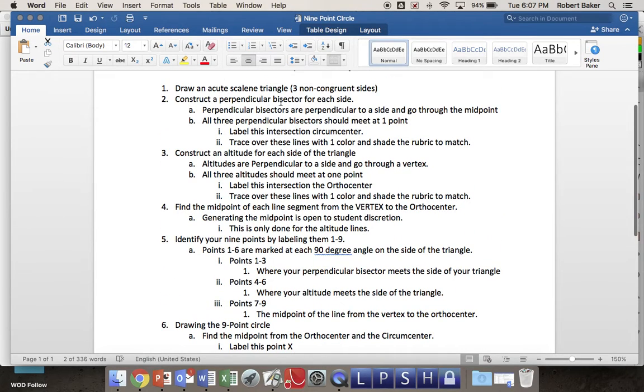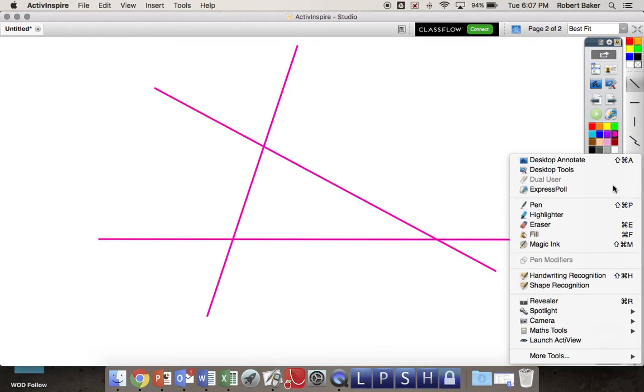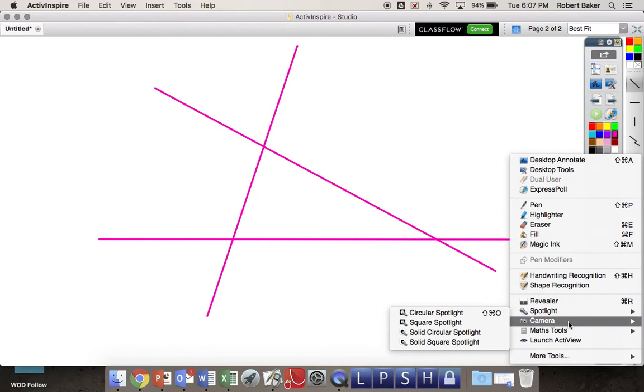It says construct a perpendicular bisector for each side. Perpendicular bisectors are perpendicular to a side and go through a midpoint. So let's go try that. I'm going to grab my compass real quick.